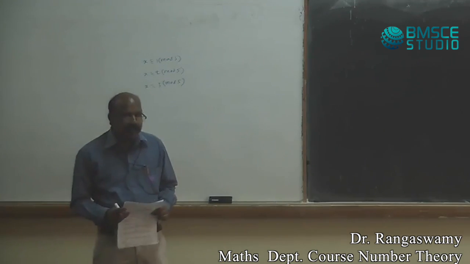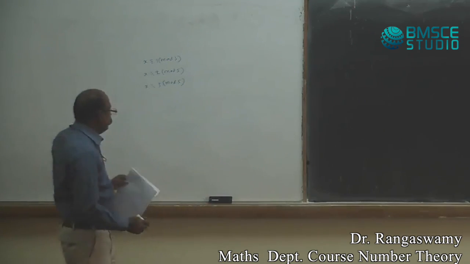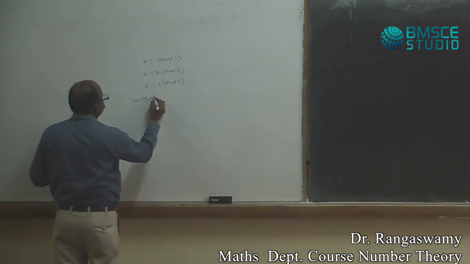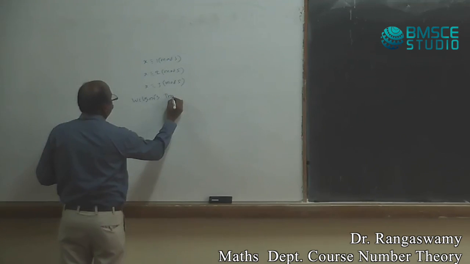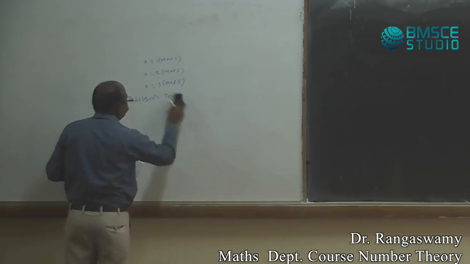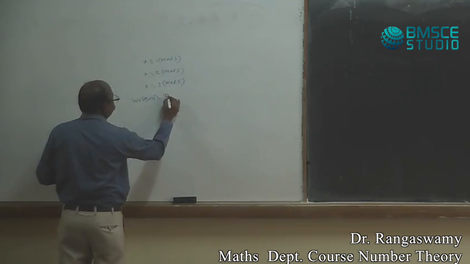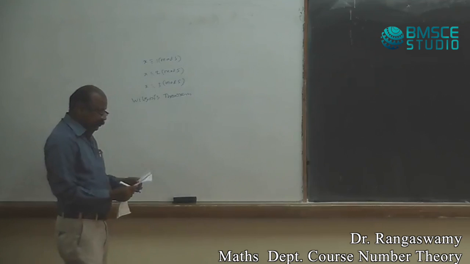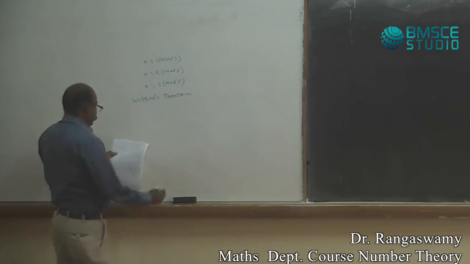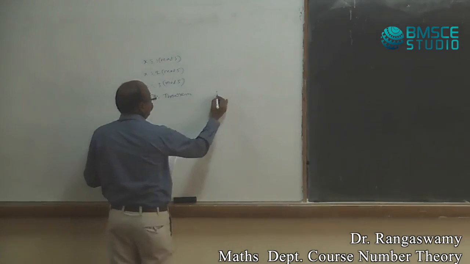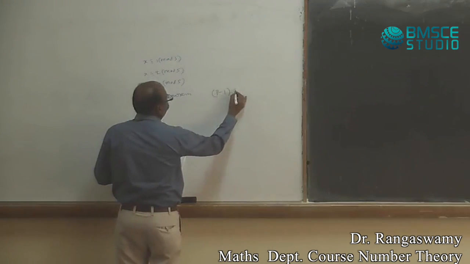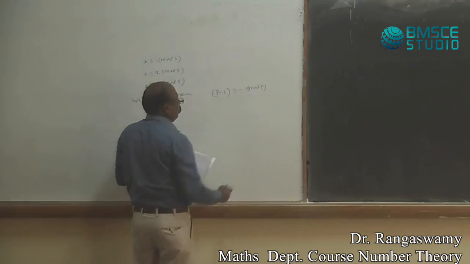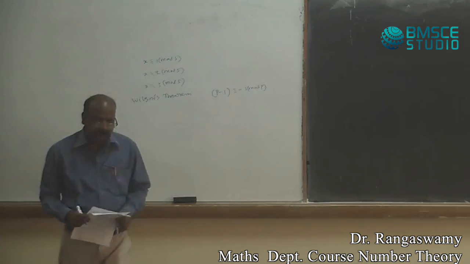They are called three milestones. The first one is Wilson's theorem. If p is a prime, then (p minus 1) factorial is congruent to minus 1 mod p. It has a lot of applications.